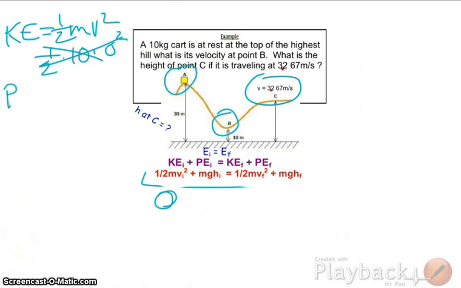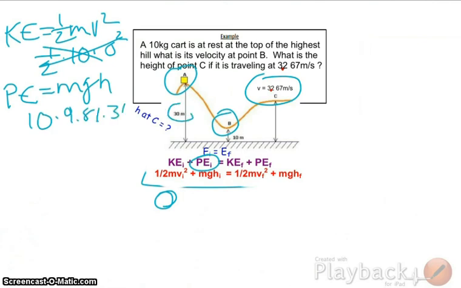Now that initial potential energy, let's solve for that now. Our initial potential energy is mgh, which is 10 times 9.81 times the h, which is 30. So you end up with 10 times 9.81 times 30. And you get 2,943.